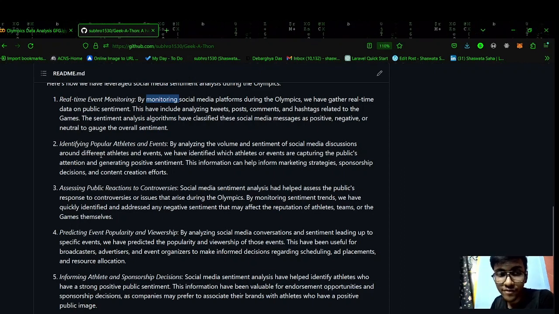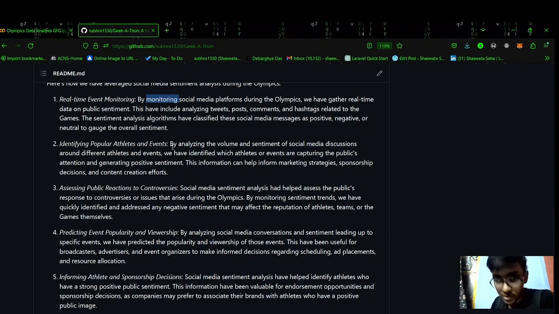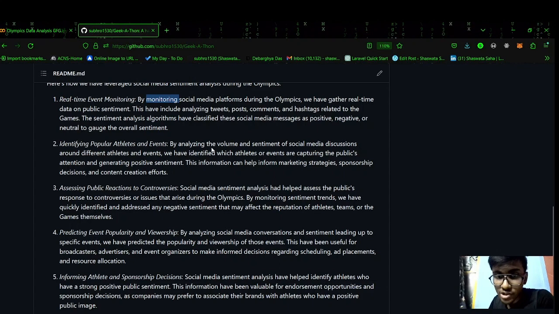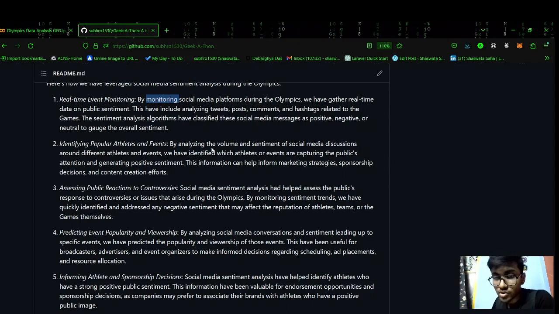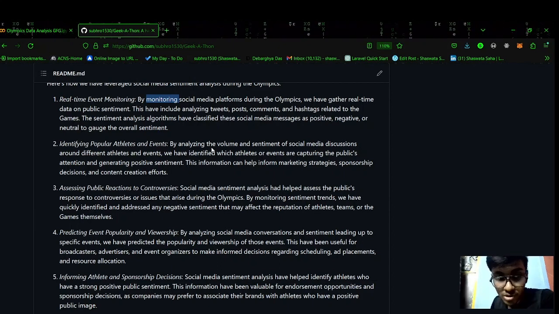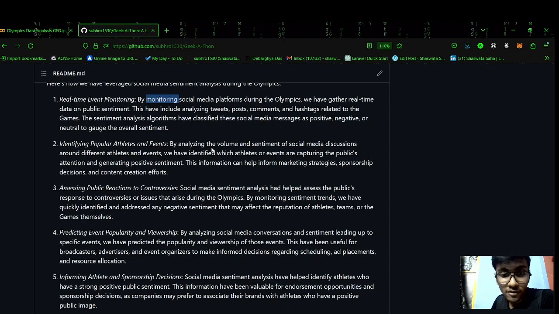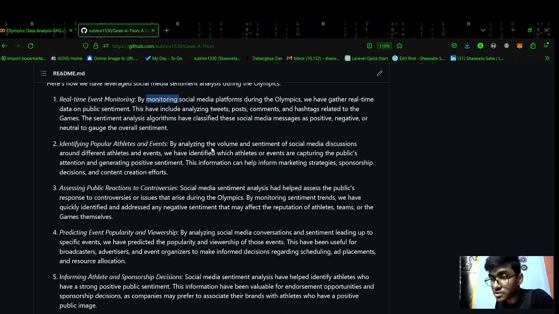The second was identifying popular athletes and events. By analyzing the volume and sentiment of social media discussions around different athletes, we identified which athletes or events are capturing the public's attention and gathering positive sentiment. This information helped us inform marketing strategies, sponsorship decisions, and content creation efforts. These two are highly valuable pieces of information about the Olympics analysis.